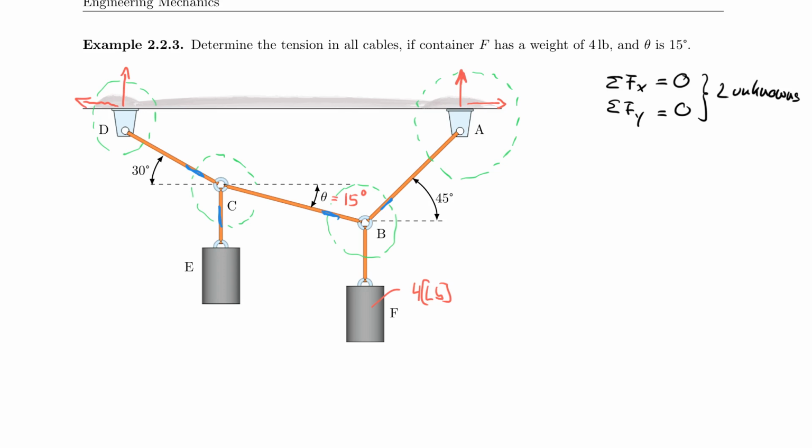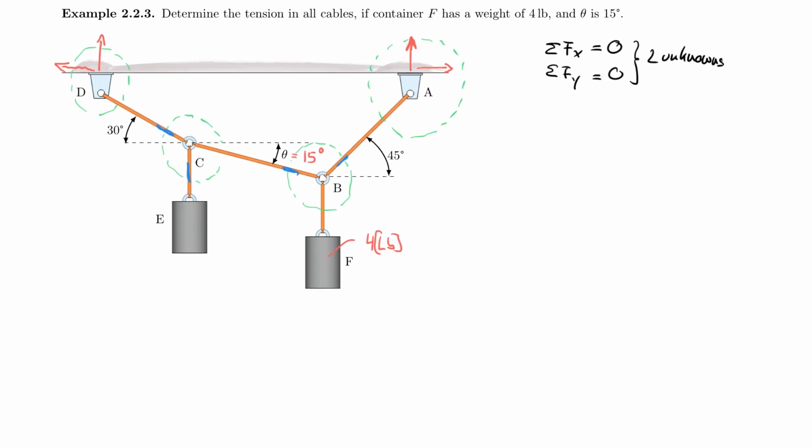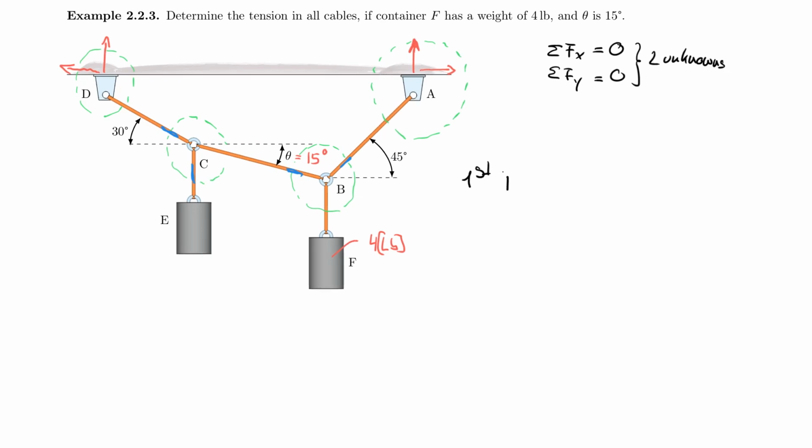So rather than solving this problem for you, because you already did this anyways, I'm going to show you that first I would do the free body diagram for node B. Then second, I would find equilibrium, so equilibrium equations.